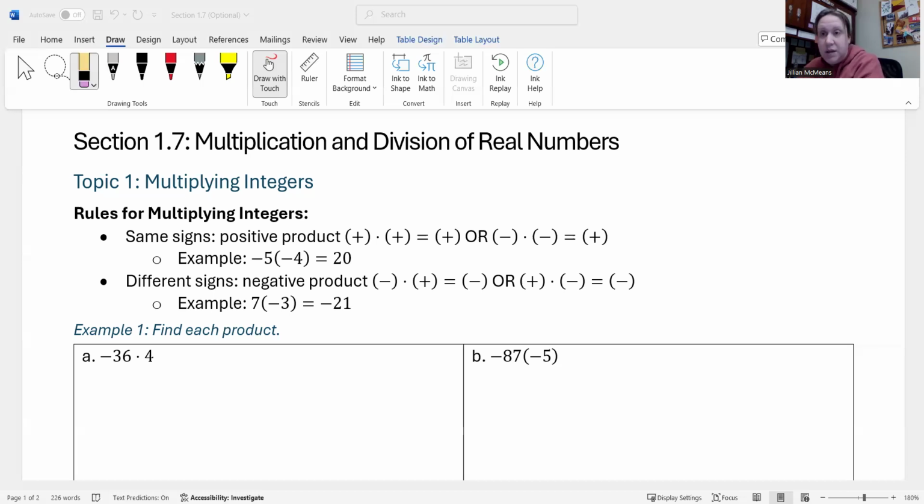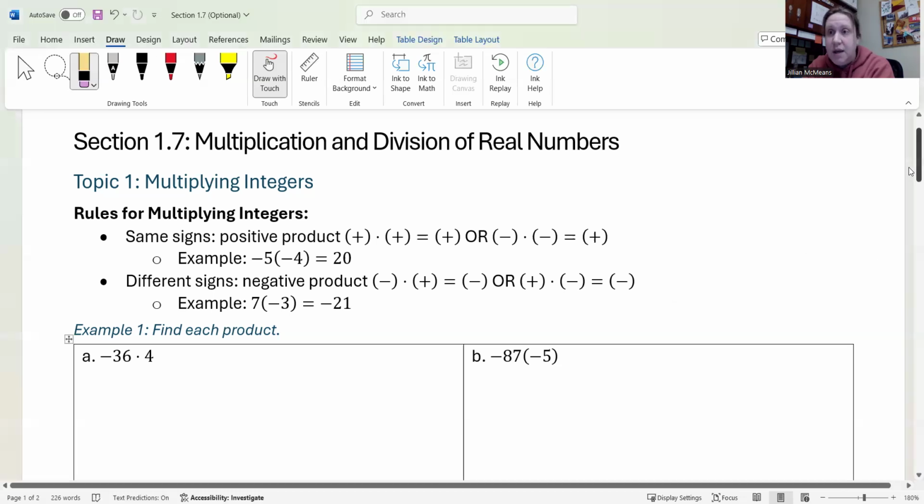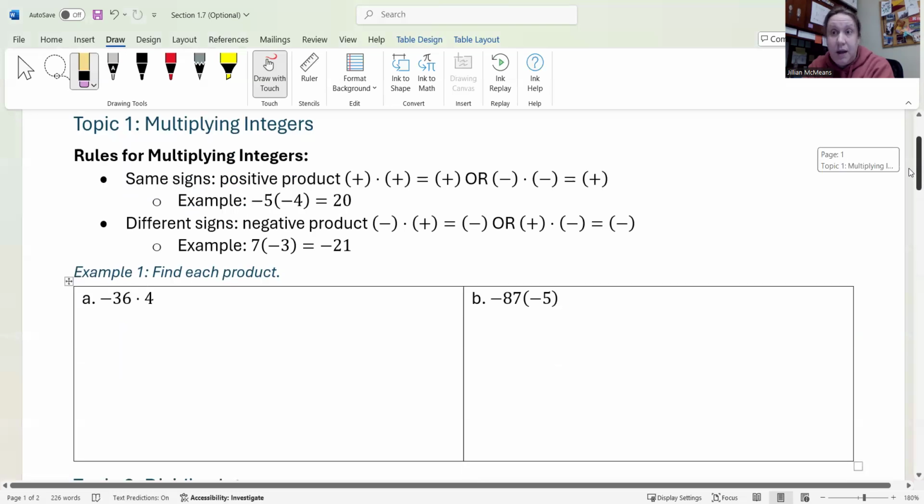And I gave you two quick examples. So if I have negative 5 times negative 4, multiplying two negatives, so we know 5 times 4 is 20, and it's just going to remain positive. And then 7 times negative 3, we're multiplying integers with different signs. So I know that 7 times 3 is 21, and in this case, it's going to stay negative, okay?